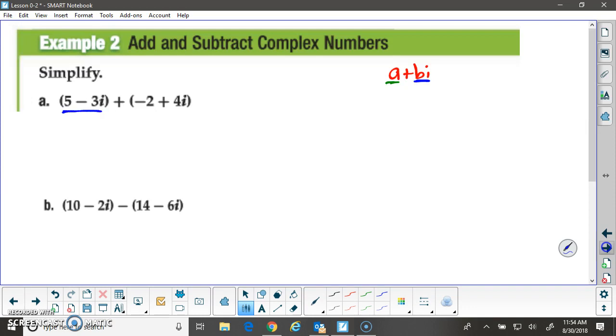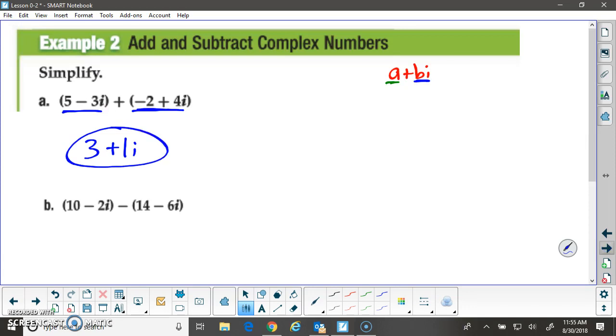You can see here's the first complex number, here's the second complex number. If you're going to add these together, you just add the real number parts. So 5 and negative 2 gives you a 3. Add the imaginary number parts, negative 3i and positive 4i gives you positive 1i, and there's your new complex number.